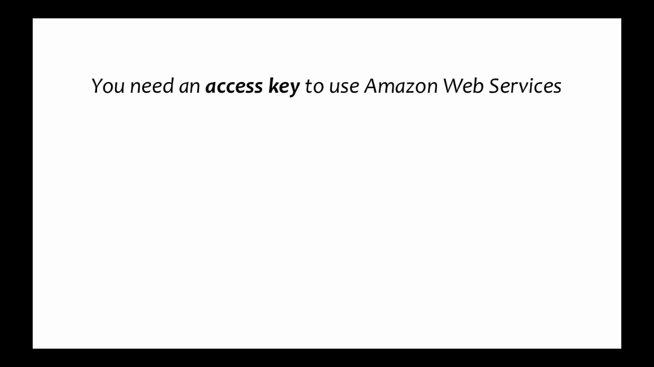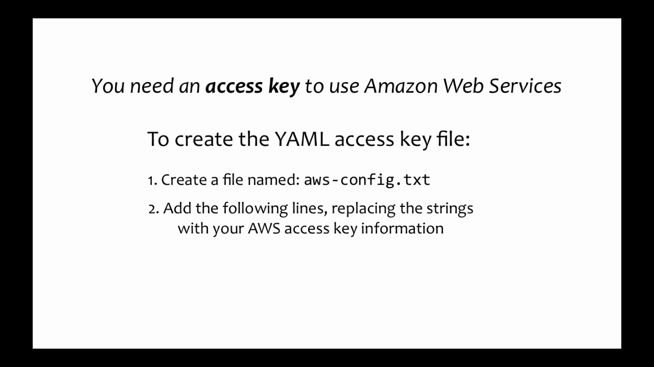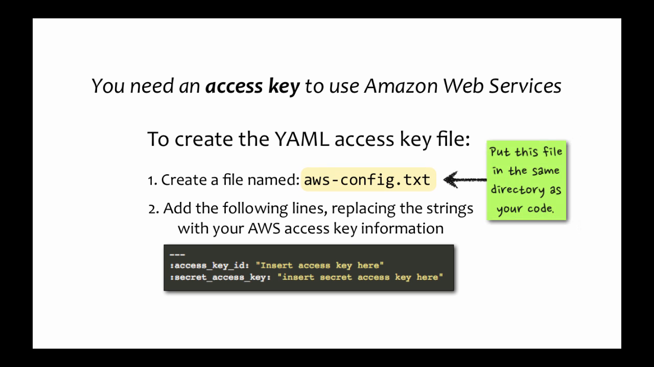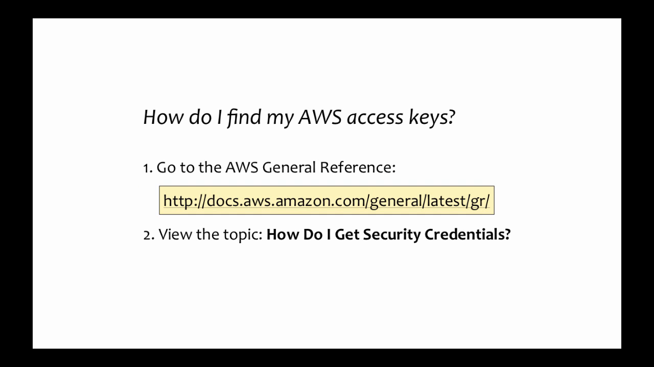The first thing we need to do when connecting with Amazon Web Services is to provide an access key. The AWS Flow Framework is no different, so we'll create some code that loads in a YAML formatted text file containing our access keys. Substitute your own access key values for the values shown here. We'll call this file aws-config.txt and store it in the same folder as our application. If you don't know how to get your access keys, follow the guide called How Do I Get Security Credentials in the Amazon Web Services General Reference.